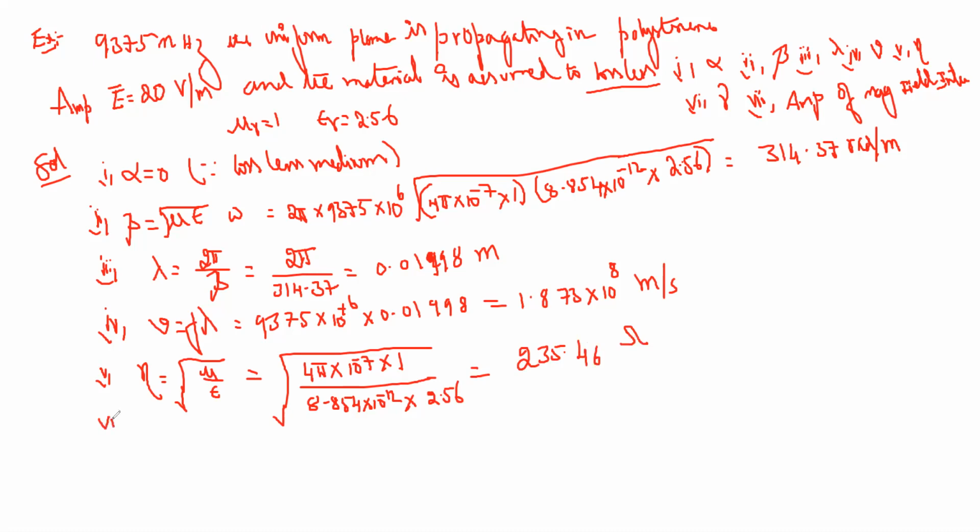And the sixth one, they're asking gamma. What is gamma? The propagation constant is alpha plus j into beta. What is alpha? The attenuation constant. Due to the lossless medium, alpha is always 0. 0 plus j into beta, the phase constant. We got 314.37, an imaginary coefficient per meter. So gamma is j into 314.37.